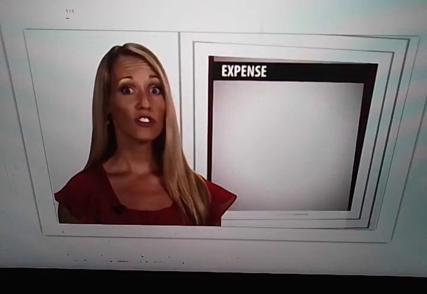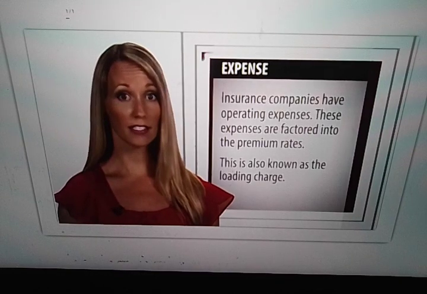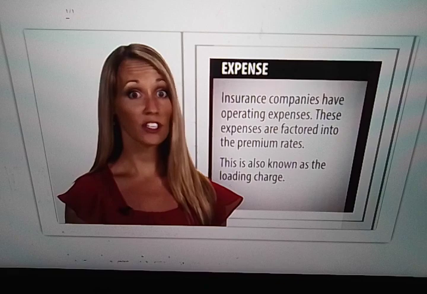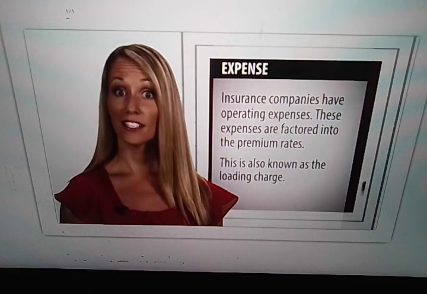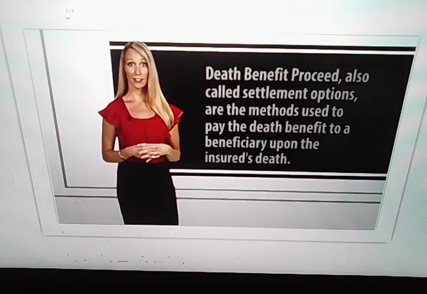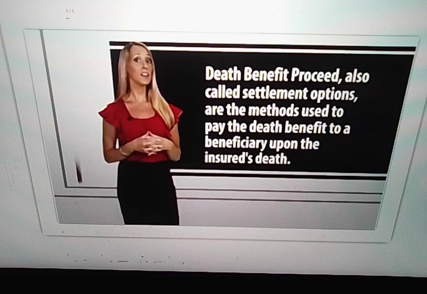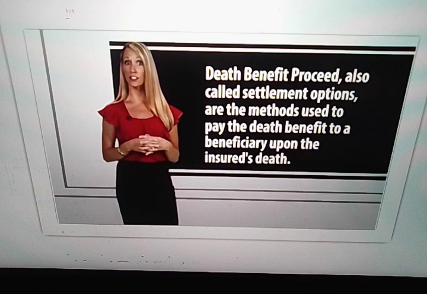Expense. Just like any other business, insurance companies have operating expenses. These expenses are factored into the premium rates. This is also known as the loading charge. Death benefit proceeds. Death benefit proceeds, also called settlement options, are the methods used to pay the death benefit to a beneficiary upon the insured's death.